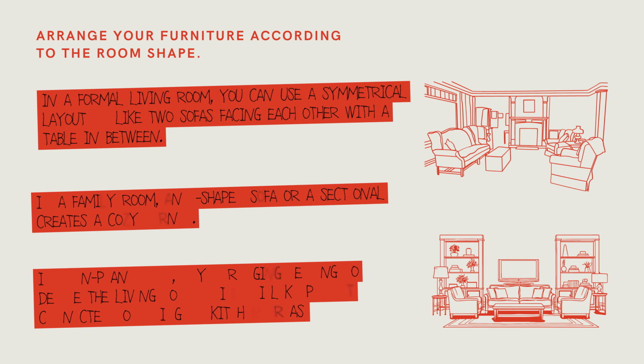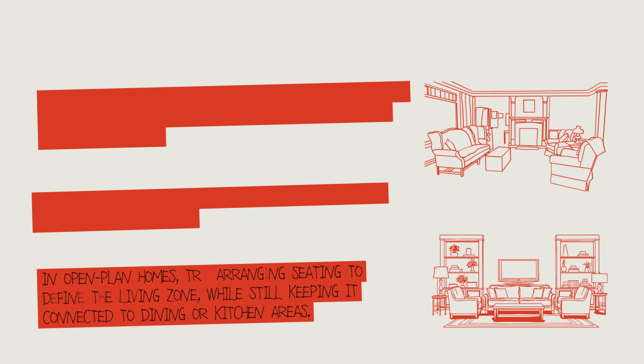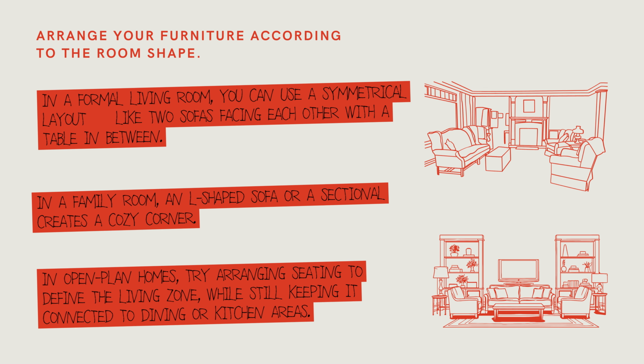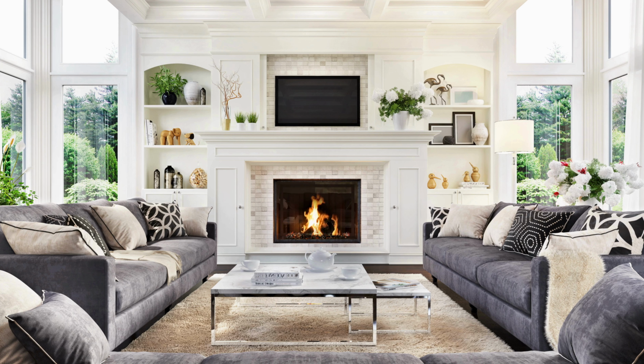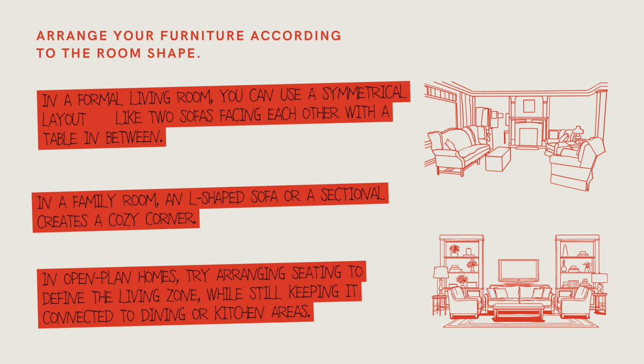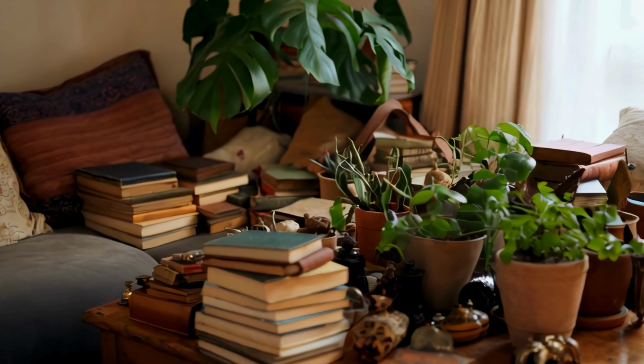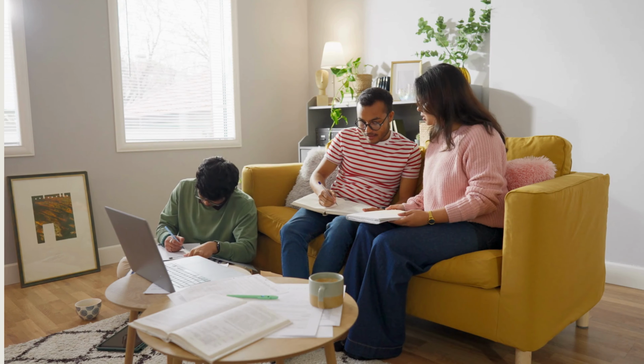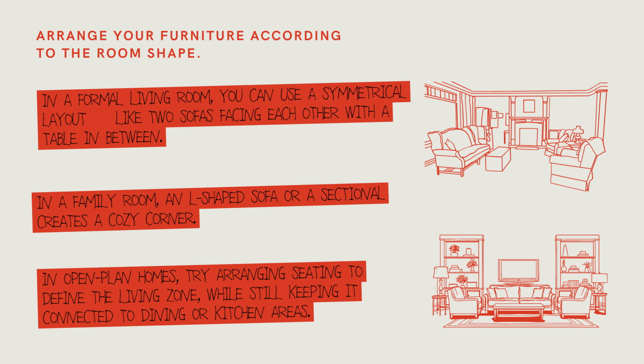Next, arrange your furniture according to the room shape. In a formal living room, you can use a symmetrical layout, like 2 sofas facing each other with a table in between. In a family room, an L-shaped sofa or a sectional creates a cozy corner. In open-plan homes, try arranging seating to define the living zone, while still keeping it connected to dining or kitchen areas. Pro tip: use a simple floor plan drawing, even on paper, to test your layout before moving heavy furniture.